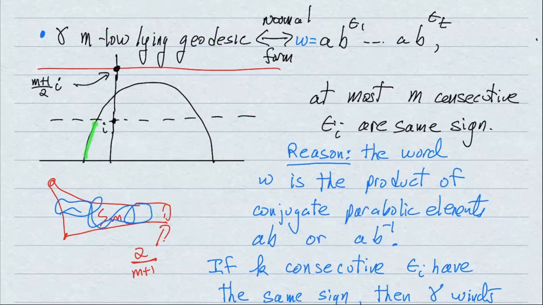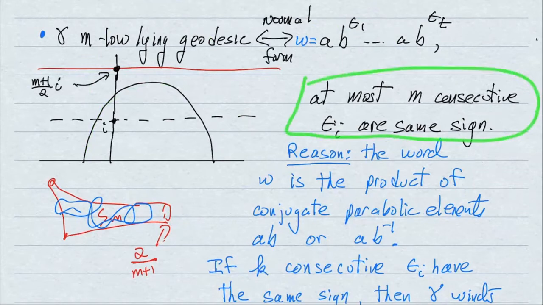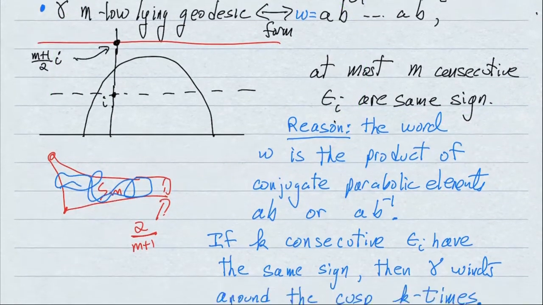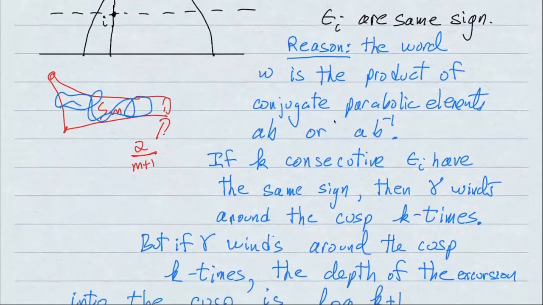So there's going to be a bound on how consecutively you'll see the same signs. So that's what this statement is. And in fact, to stay M low-lying, you could only have at most M consecutive epsilon i's having the same sign. So this is the geometric part of the discussion, the last geometric part. This is what I was just explaining here.